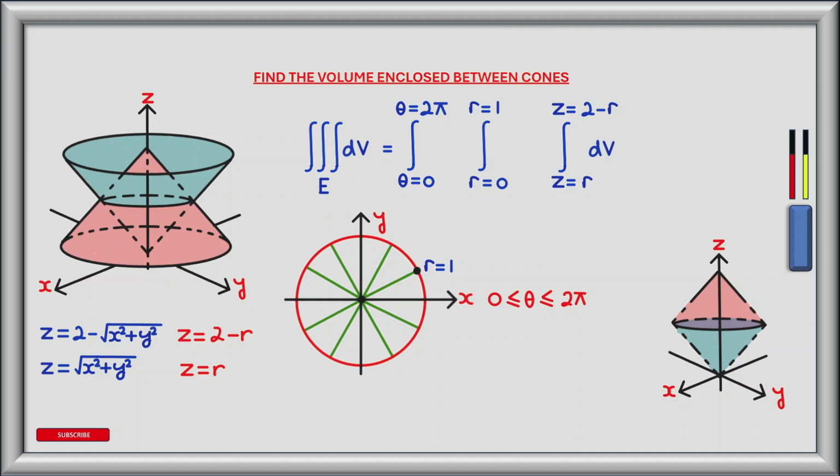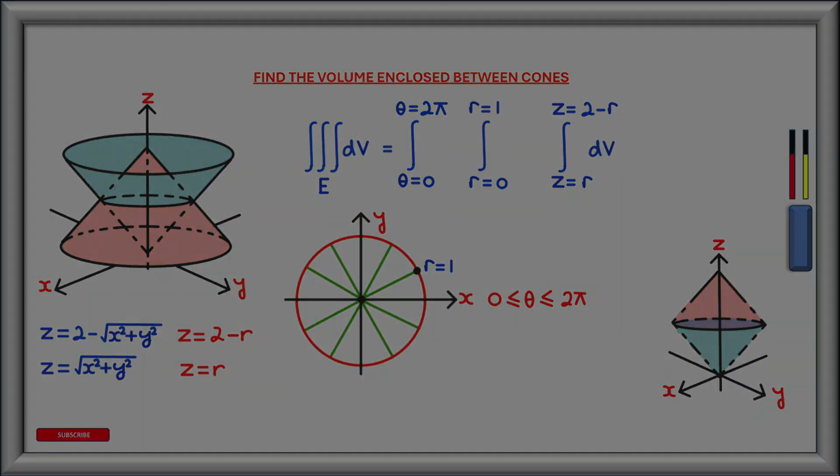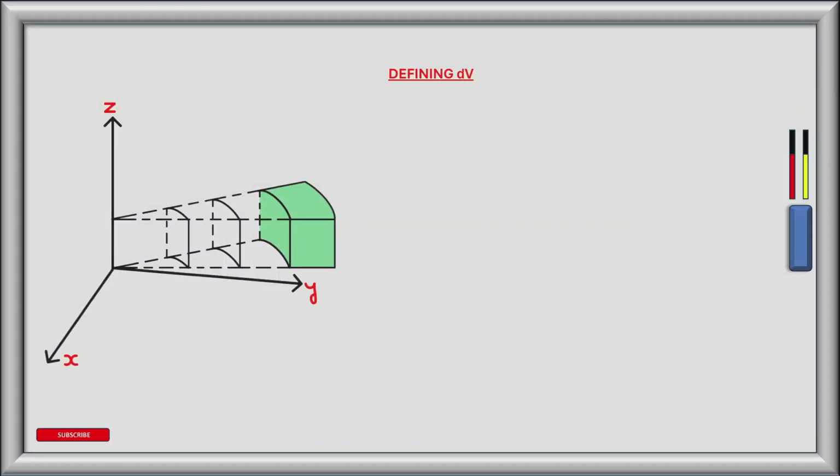Let's now unpack what we're integrating, so in our case dv. So dv represents infinitesimally small pieces of volume. We're using triple integrals to sum each of these to get the total volume. Let's look at the dimensions of one of these. If we look at the green shaded region, this represents an infinitesimally small piece of volume dv. We can think of this as a tiny rectangular box where the volume is given by the height multiplied by the width multiplied by the length. So let's apply this to the green shaded region.